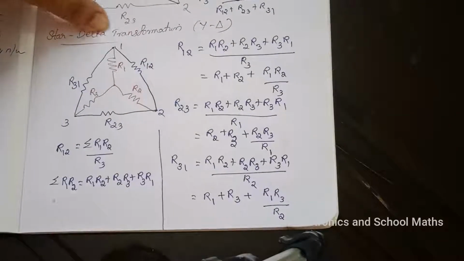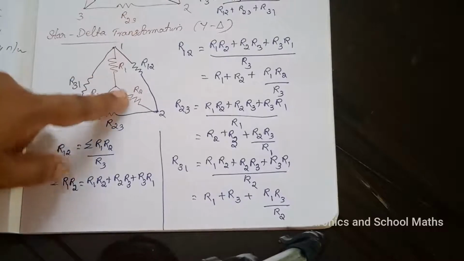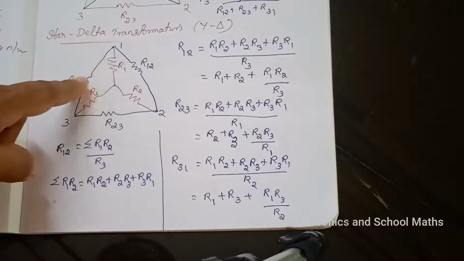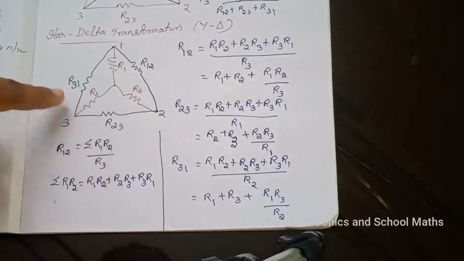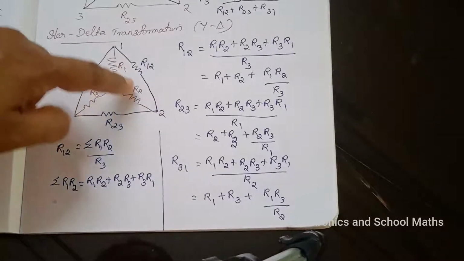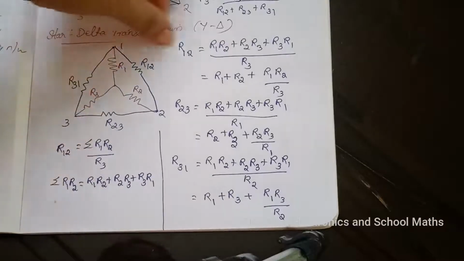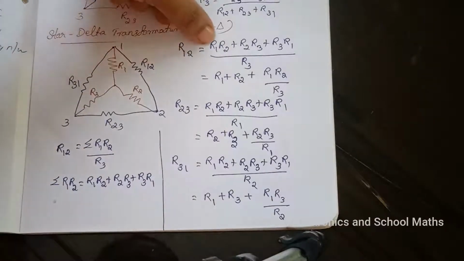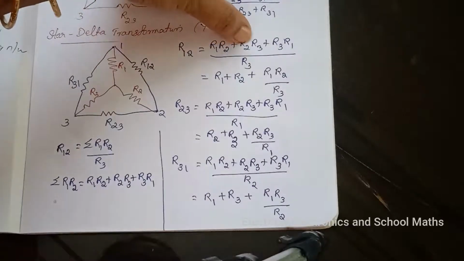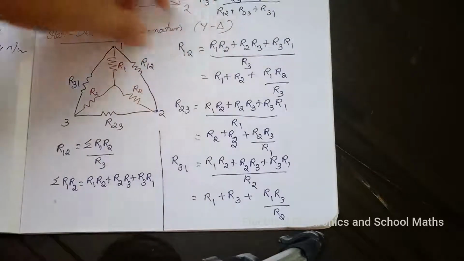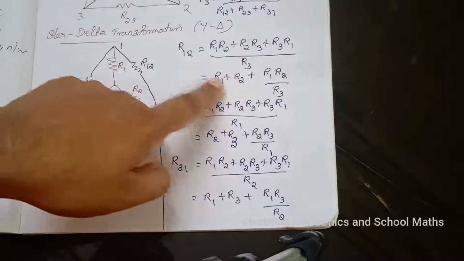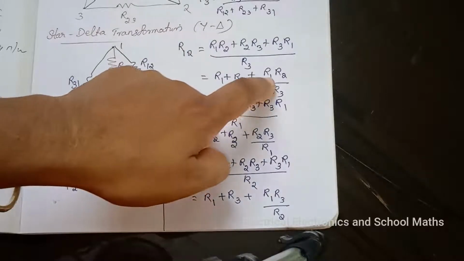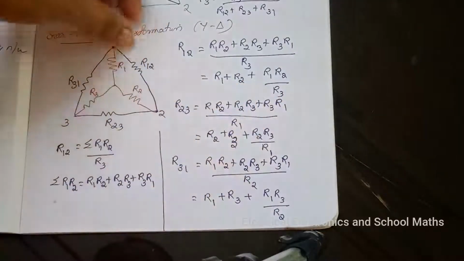Next is star delta transformation. So here we have to find the values of resistors in the delta network from the star connection. So we have to find R12, R23, R31 in terms of R1, R2 and R3. And the equation is R12 is equal to R1 R2 plus R2 R3 plus R3 R1 whole divided by R3. Or we can write R1 plus R2 plus R1 R2 divided by R3.